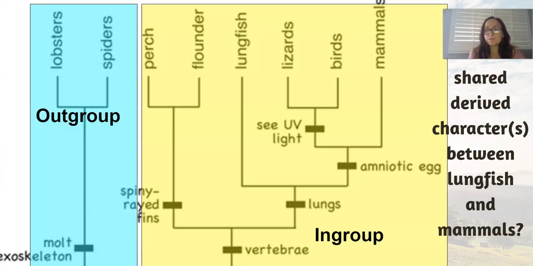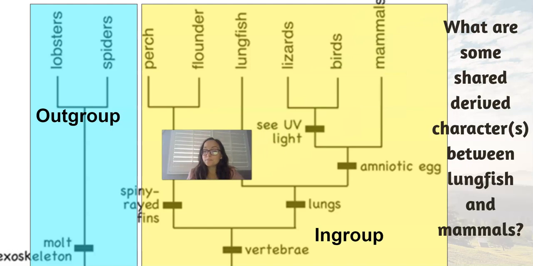So I mentioned a few minutes ago with the newt, when we talk about reading one of these, this question asks, what are some shared derived characters between lungfish and mammals? So you can follow this lungfish back as well as mammals, and you see that some shared traits between them would be lungs as well as vertebrae. But you can see here this amniotic egg is not in the lungfish line. This amniotic egg would be with lizards, birds, and mammals. Being able to see UV light would be in lizards and birds only.